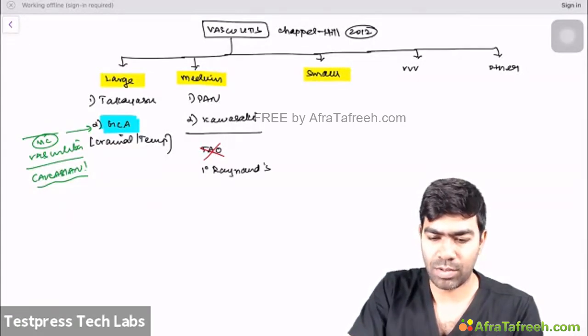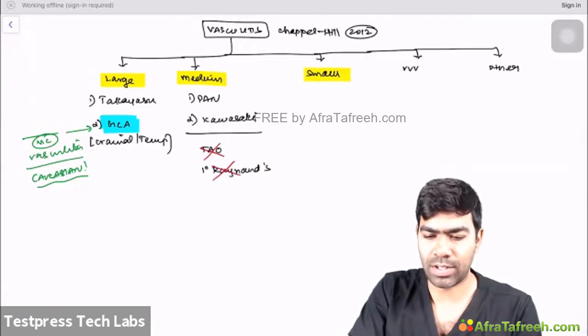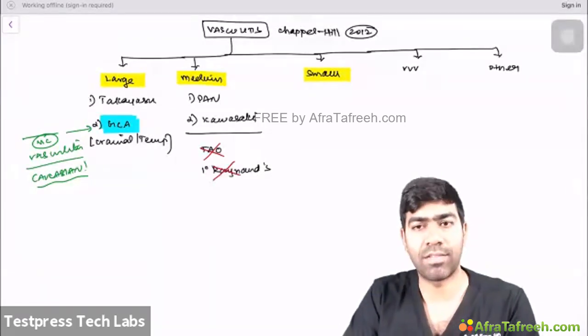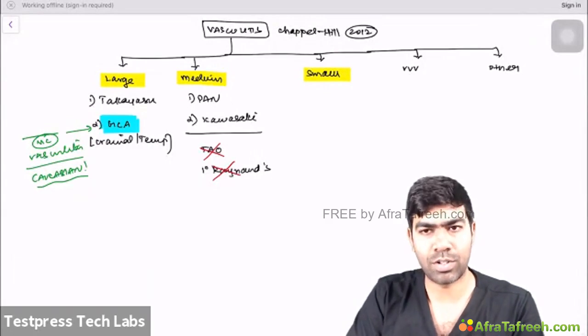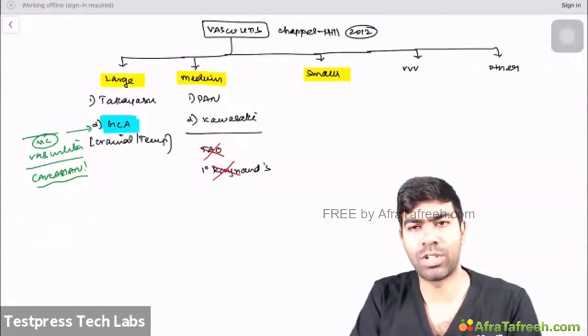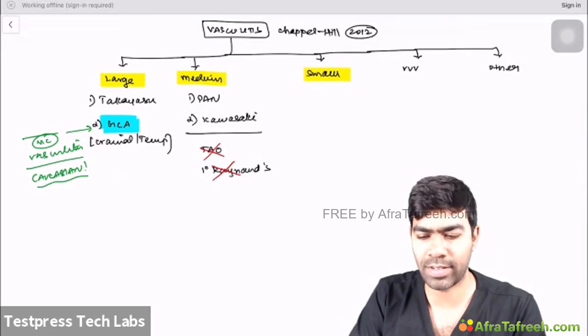This was also removed from vasculitis because we believe it's not inflammation of the vessel. It is basically a functional problem in the vessel in response to cold or stress. So that's why we have removed primary Raynaud's, and it is no longer considered a vasculitis.